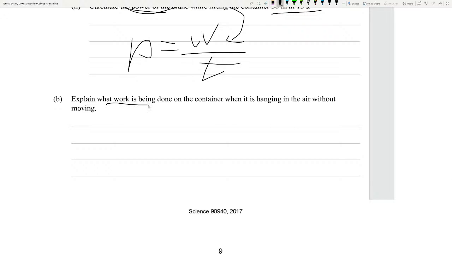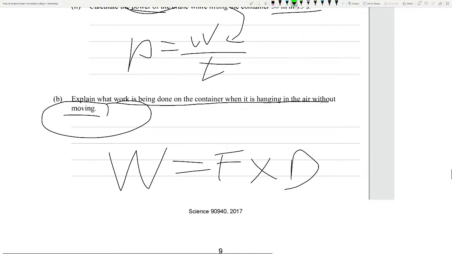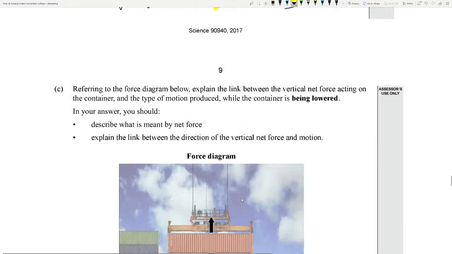Explain what work is being done when it's hanging in the air without moving. Being done on the container when it's hanging in the air. So there's no work being done. Why is the work not being done? It's such a tricky question. The wording is horrible here. Explain what work is being done. No work is being done. Why is no work being done? Because the thing is not moving. Because work equals force times distance. If your thing travels no distance, whatever that is, times 0 is going to be 0. So no work is done.